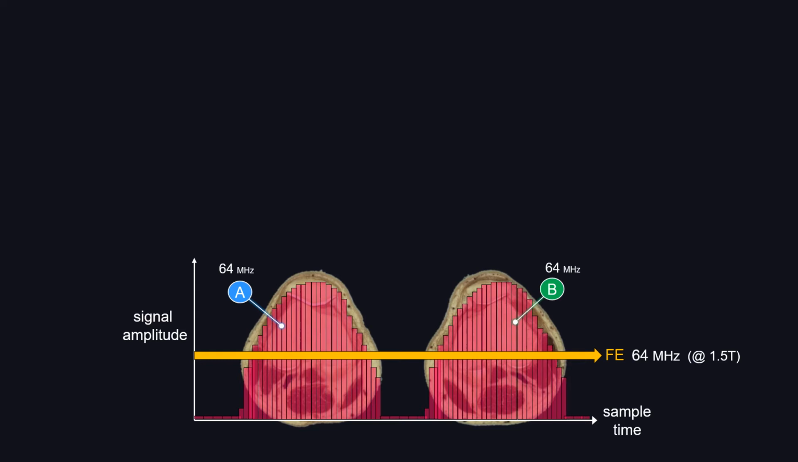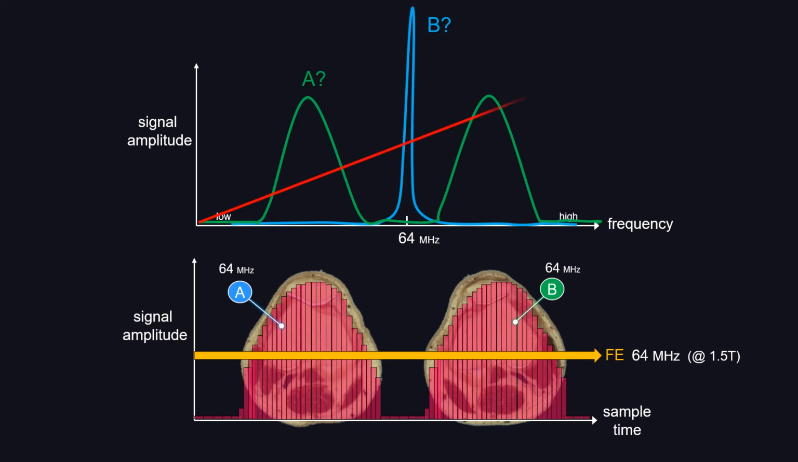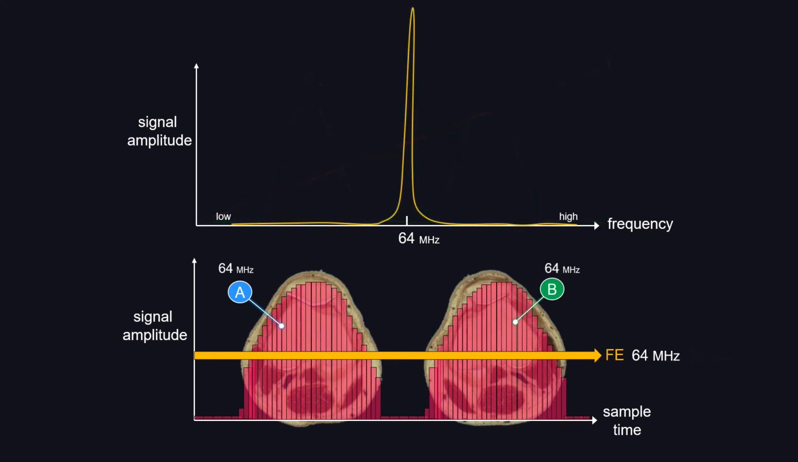If we plot a graph with the x-axis instead of sampling time, change that into frequency. So you have a low frequency on one side, higher frequency on the other side, and right in the middle is, say, 64 megahertz. So let's keep the y-axis the same, the signal amplitude. What do you think the graph should look like? Does it look like A, B, or graph C? Think about that for a second.